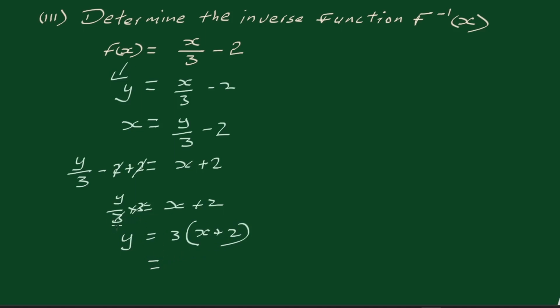Remember, when I multiply something on one side, each term on the other side of the equation is also multiplied by the same. So it's 3 by x is 3x plus 3 2s are 6. So y equals 3x plus 6. Now I need to answer the question. The question is f inverse. So I now change y to f inverse.